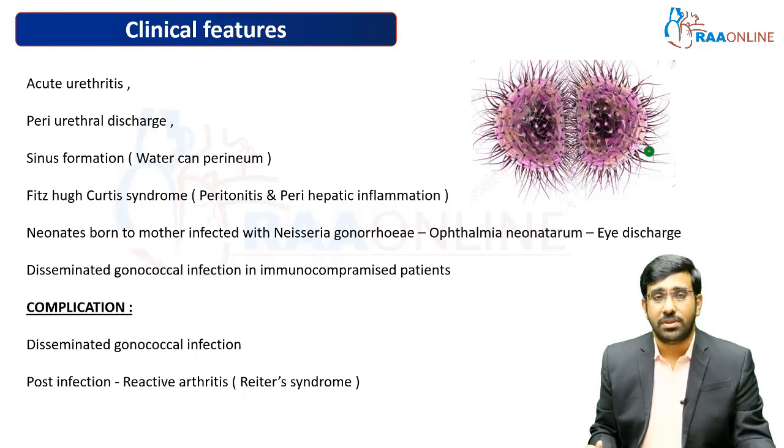And there is also something called sinus formation, which is one of the most common complications of gonococcal urethritis. Here there is going to be a pus discharge from the particular sinus, which is called water can perineum. And there is something called Fitz-Hugh-Curtis syndrome.